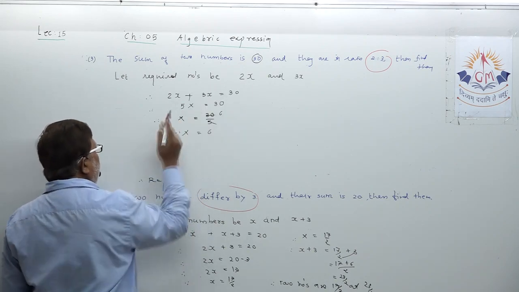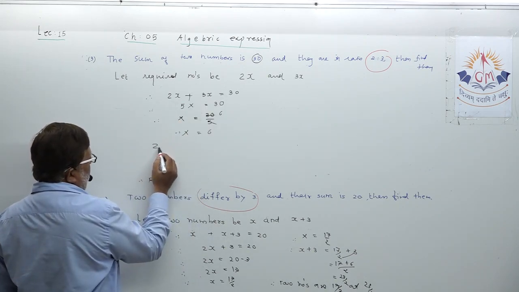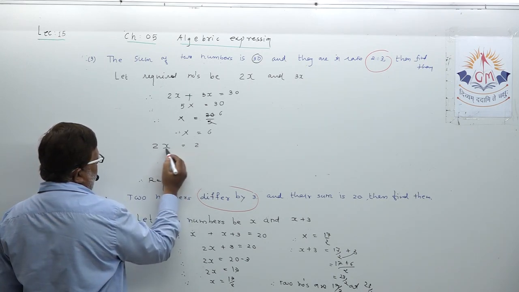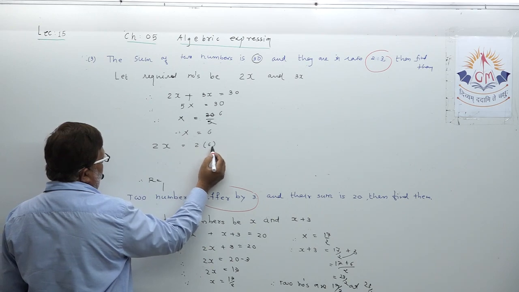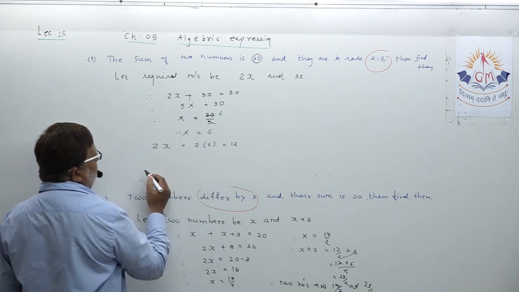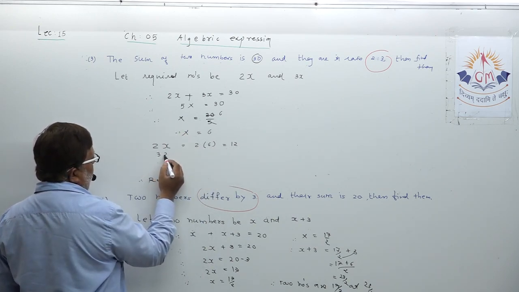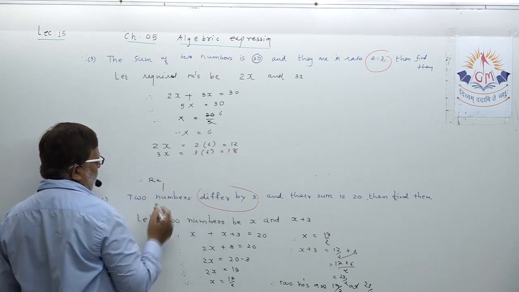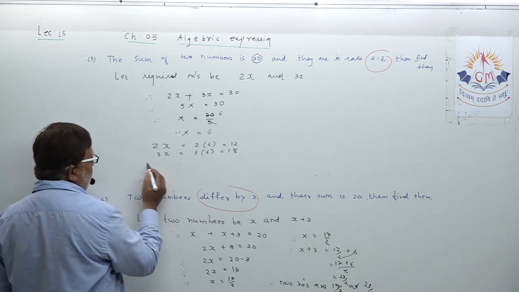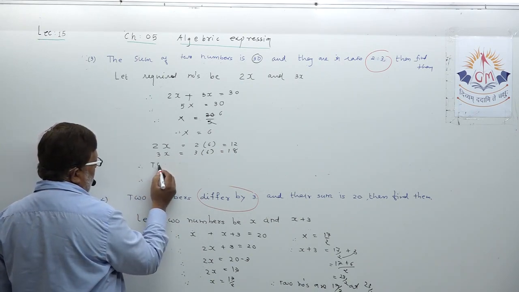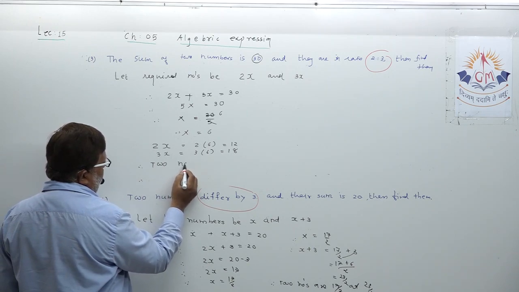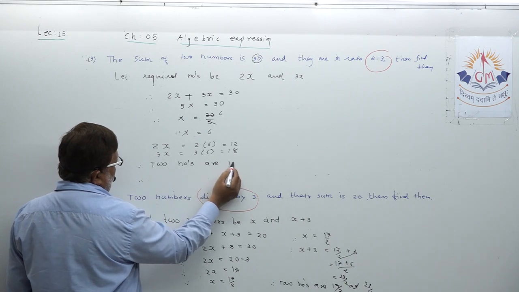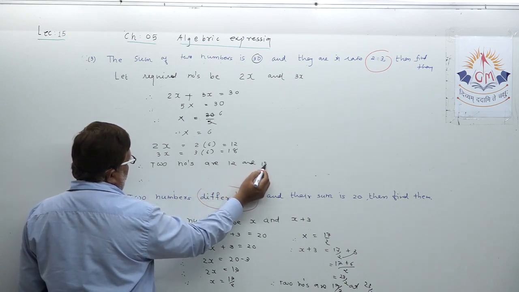Now you just substitute in it. The first number is 2x. Please be conscious. Value of x you know. So 2 times 6 is 12. Second number 3x. 3 into 6. What is that? 18. So you got the final answer and you have to write two numbers are, which two numbers you got? 12 and 18.